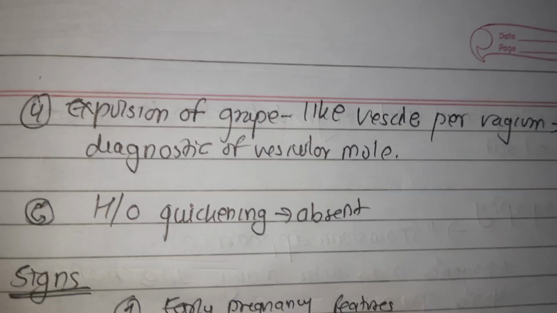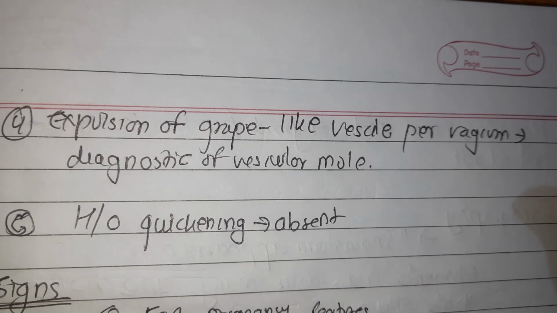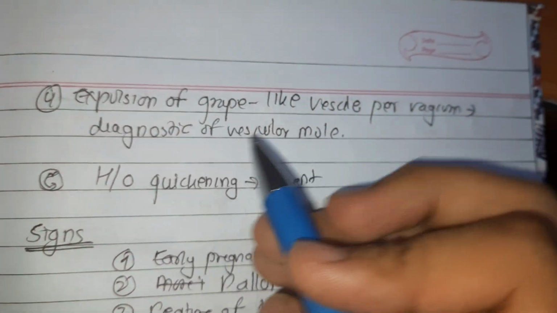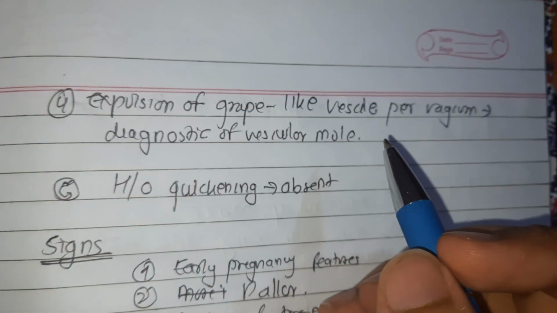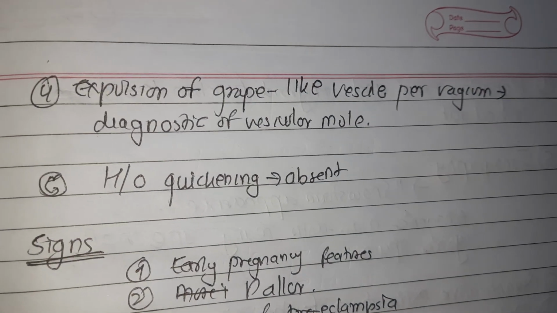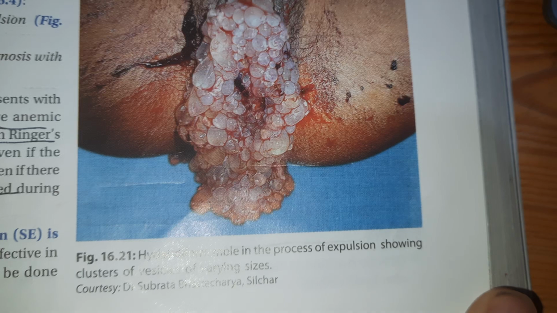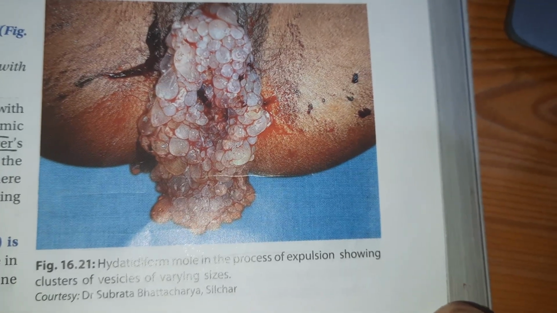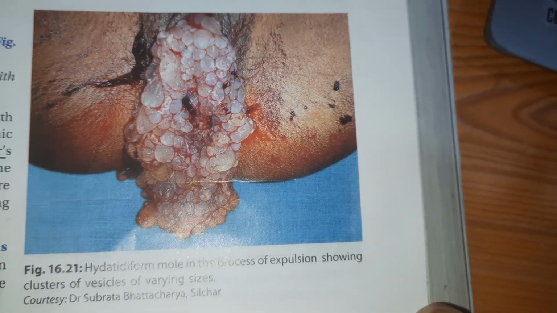There might be expulsion of grape-like vesicles per vaginum, and it is diagnostic of vesicular mole. Actually, in approximately 50% of cases, the mole is not suspected until it is expelled in part or whole. The history of quickening is absent. And this is a picture showing the expulsion of grape-like vesicles from the vagina.